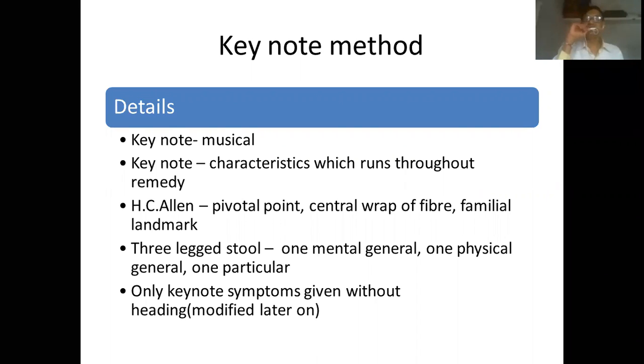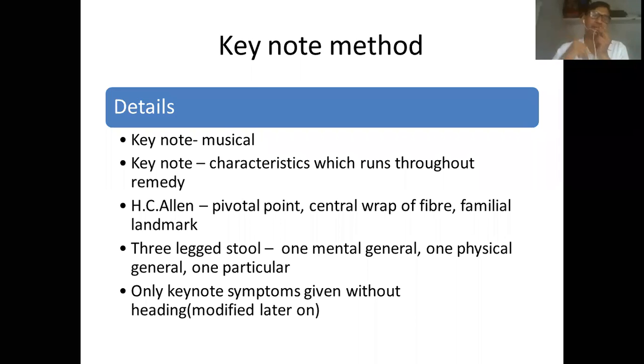So this word keynote refers to the musical field, and when it comes to the field of homeopathic materia medica, this keynote refers to a similarity like that of a keynote in music. As a keynote in a song runs throughout the various stanzas, various parts of the song, similarly, these are the characteristics which run throughout the remedy. In music, that keynote, that sargam, that rag is inseparable. You cannot remove that sargam from that basic song.